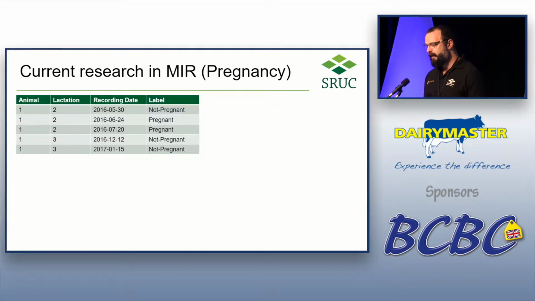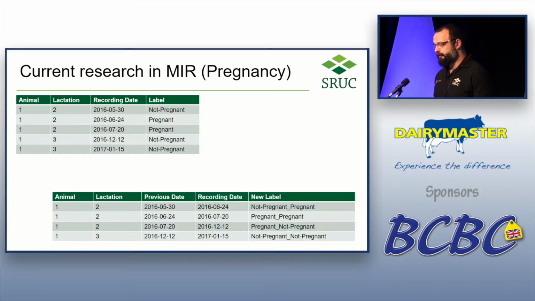ordered. So the animal is not pregnant, so she probably calved, she became pregnant, we have another spectral record where she's pregnant, and then she calved in a 3rd lactation, so she's not pregnant after that. And then we joined this data onto itself and made a slight change, where you put the subsequent records next to one another.